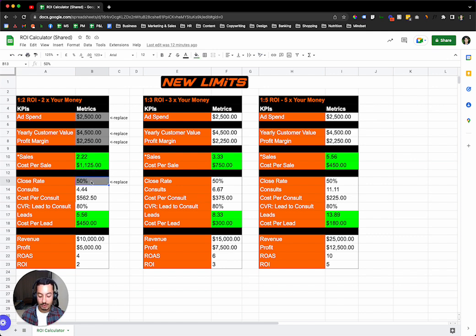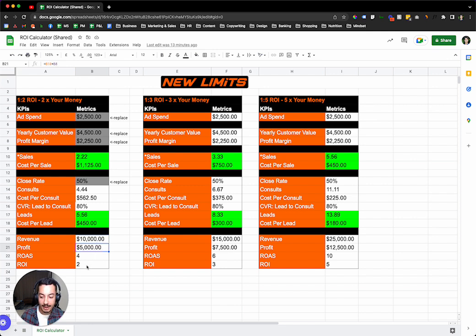Next up, we want to put in our closing rate. So if you know that for every 10 leads that you receive, you're able to close 50% of them into customers, you'd put 50% here. And what this spreadsheet is telling us now is that for every 2,500 we spend, we must get 5.5 leads and therefore close 2.2, which is 50%. And that is how we would earn $10,000 worth of revenue and make $5,000 worth of profit.